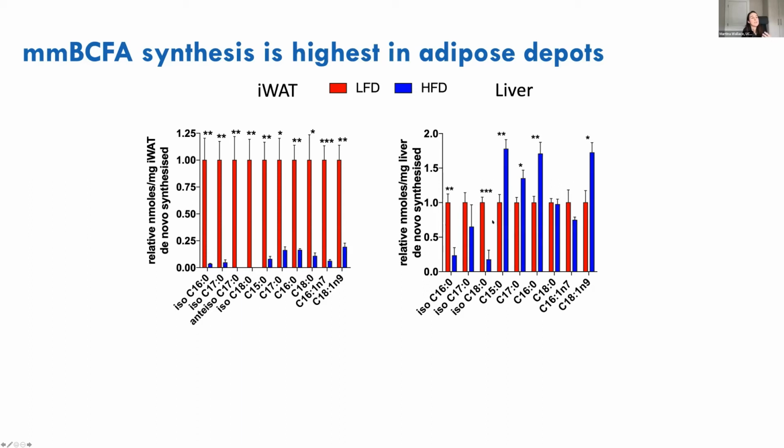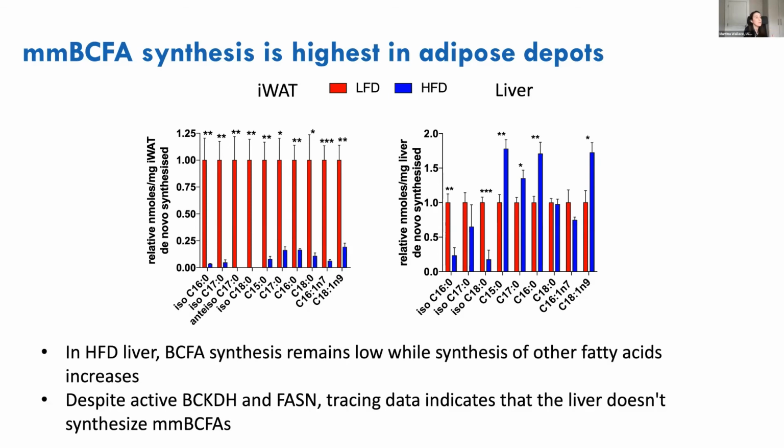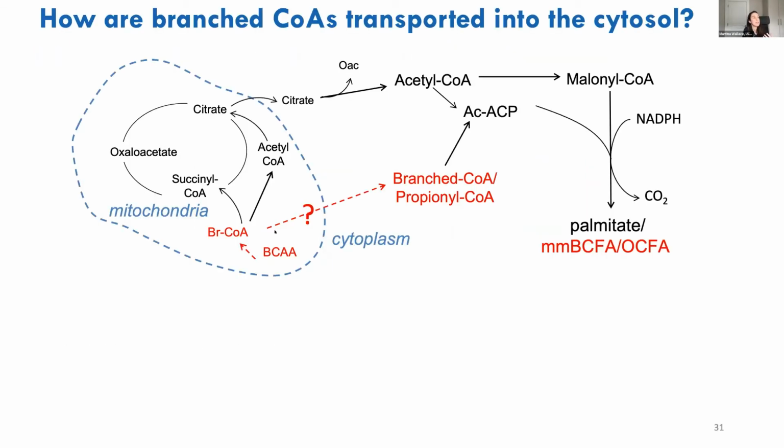So this indicated to us that these were unlikely to be made in the liver, and instead possibly they were being transported from the white adipose tissue to the liver. This was surprising to us because the liver really contains what we thought were all the components needed to make these: a high fatty acid synthase rate, and also an active branched-chain amino acid catabolic pathway. But there was one part of the pathway we didn't understand, and that was how these branched-chain CoAs get out of the mitochondria and into the cytosol, where they can be used for de novo synthesis.